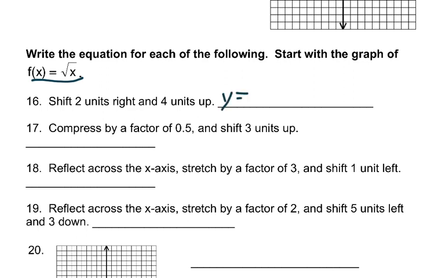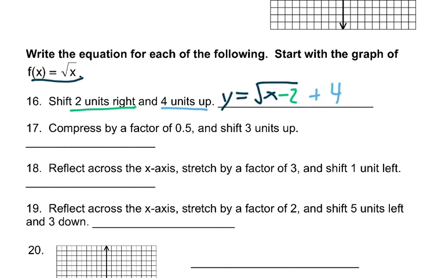So y equals the square root. To the right would be inside, so this would be x minus 2 because it's opposite. And 4 up would be a +4 on the outside. You can write y equals, you can write f of x equals, either one's fine. All right.